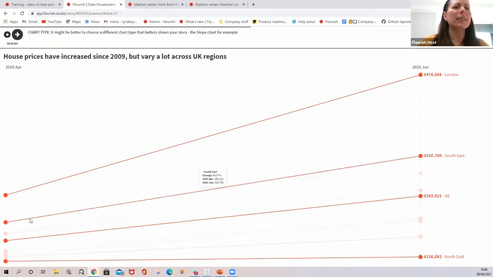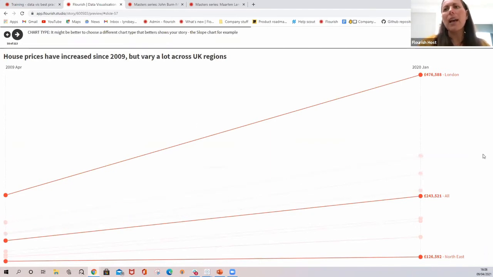And here it's getting rid of all the noise in between, and it's just plotting the difference between 2009 and 2020. And now we can see a smoother trend, and we can really see London is accelerating much quicker than the other areas.